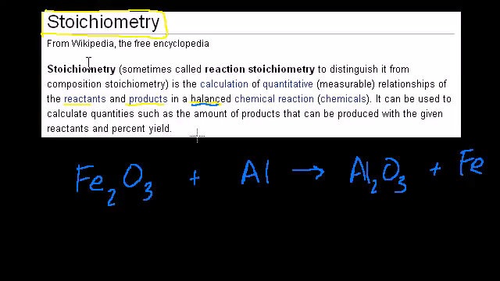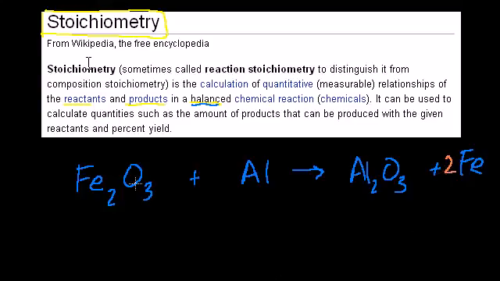A lot of stoichiometry problems will give you a balanced equation, but I think it's good practice to actually balance the equations ourselves. So let's try to balance this one. We have 2 iron atoms here, right, in this iron 3 oxide. How many iron atoms do we have on the right-hand side? We only have 1, so let's multiply this by 2 right here.